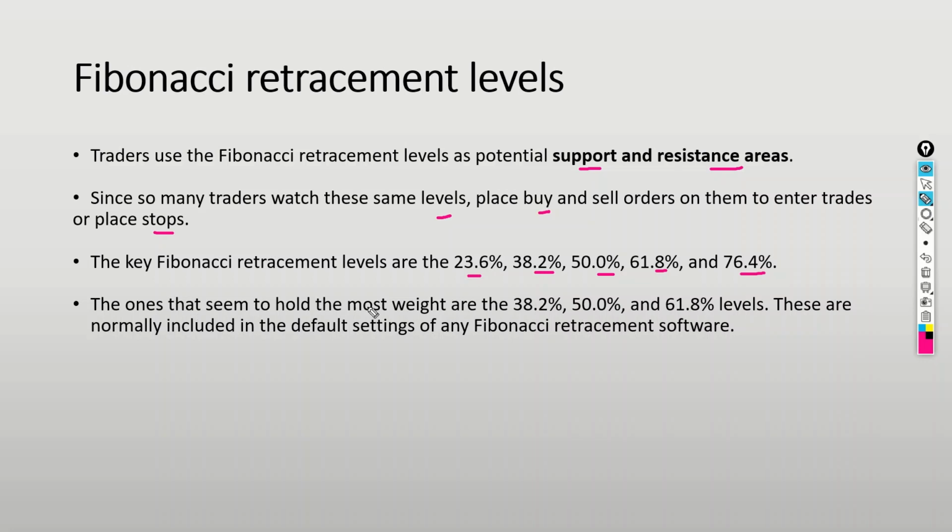Those are the key Fibonacci retracement levels. The ones that seem to hold more weight are the 38.2, 50.0, and then the 61.8 levels. These are normally included in the default settings of the Fibonacci trading software.